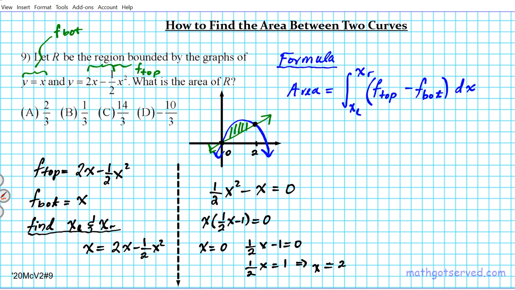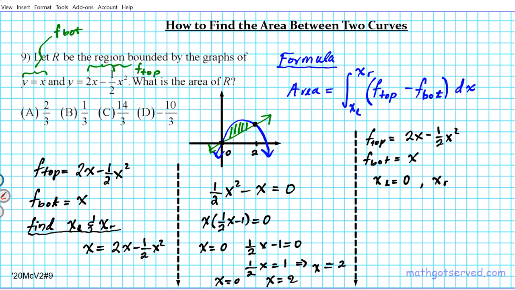All righty, so let's put it all together. I'm going to rewrite everything that we had before so that nobody gets confused as to what just happened. So we said that f top is 2x minus 1/2 x squared. And then f bottom is x. So I also mentioned that there's a way you can verify that the quadratic is on top. So our boundaries are 0 and 2, right? So let's put it down. x left is 0 and x right is 2.